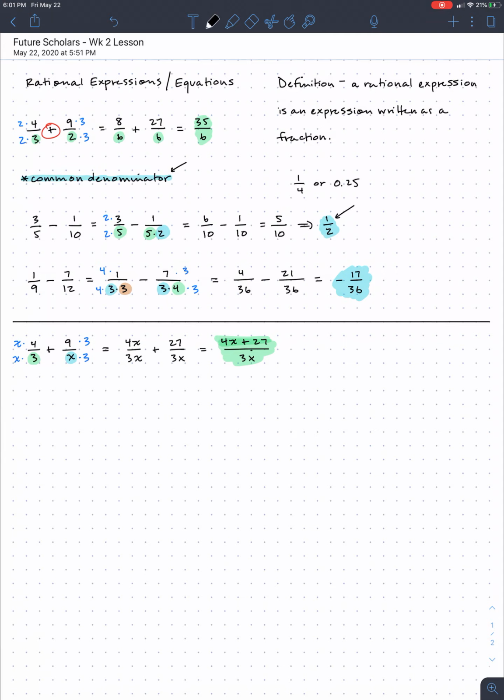So let's use the same examples that we were using before, but we're just going to throw some new stuff in there. So how about this? 3 over 2x minus 1/10. Okay. So we have 3 over 2 times x minus 1 over 5 times 2.